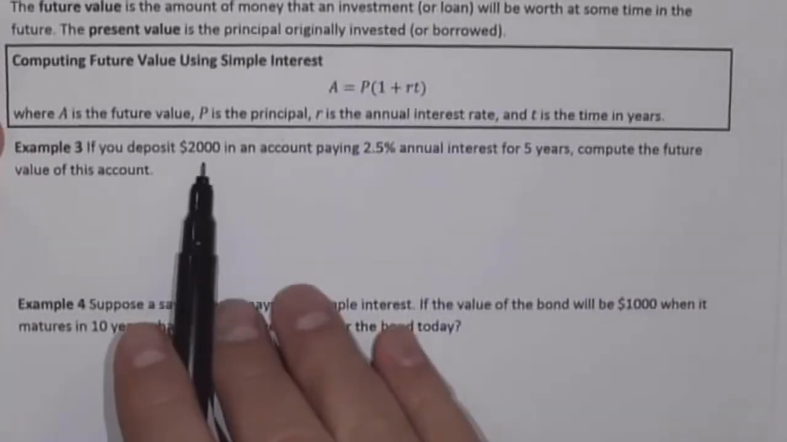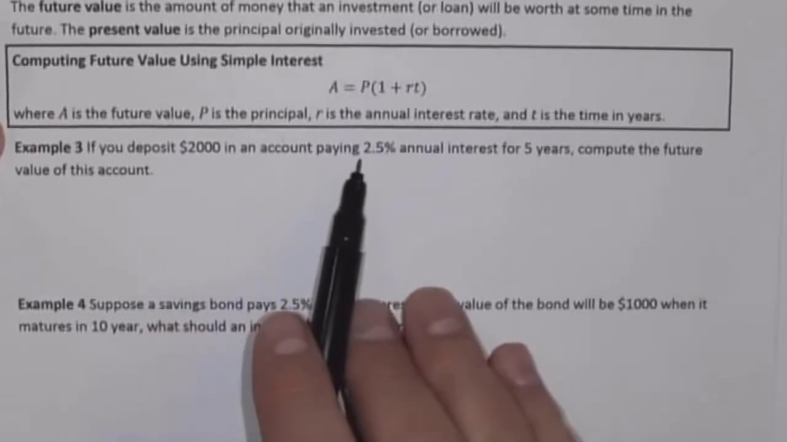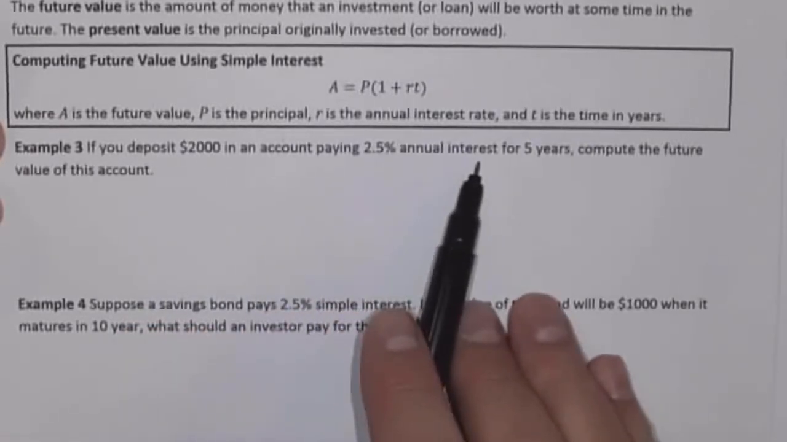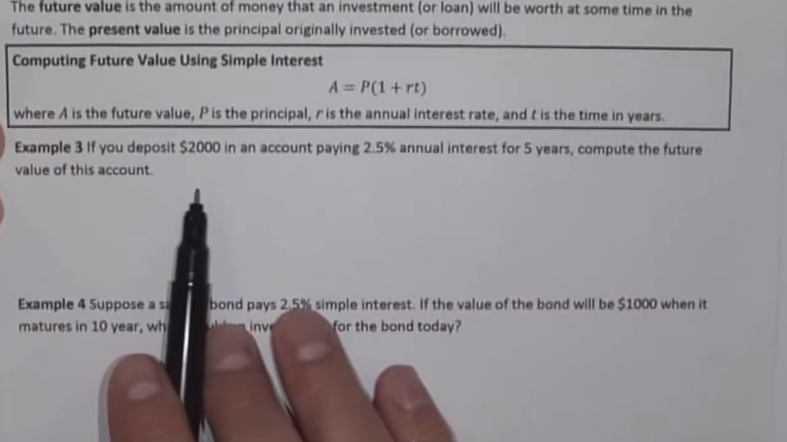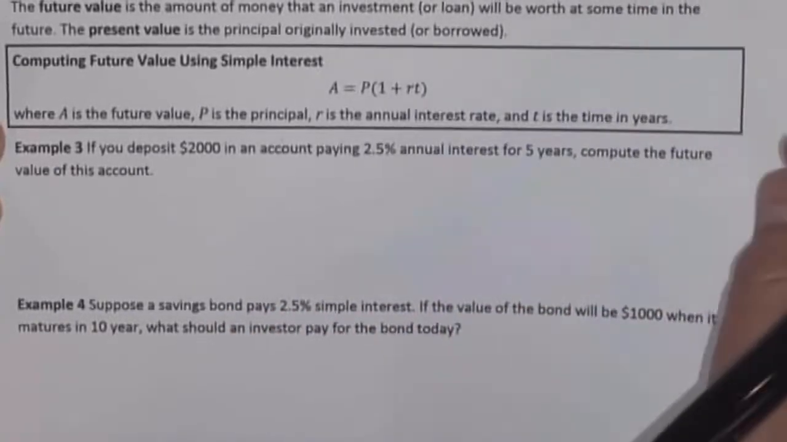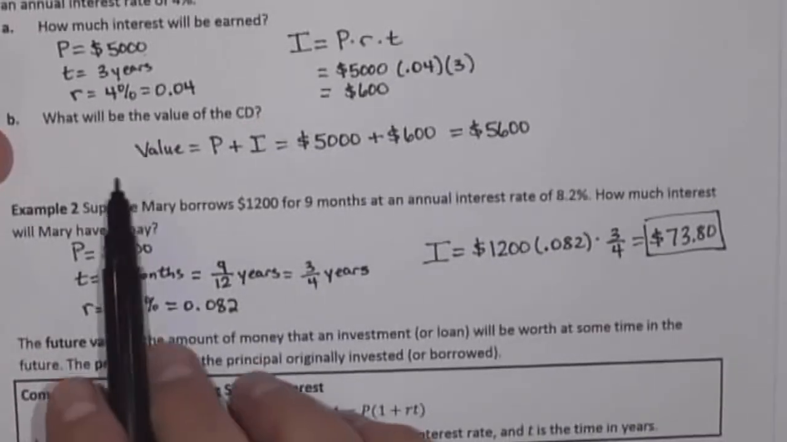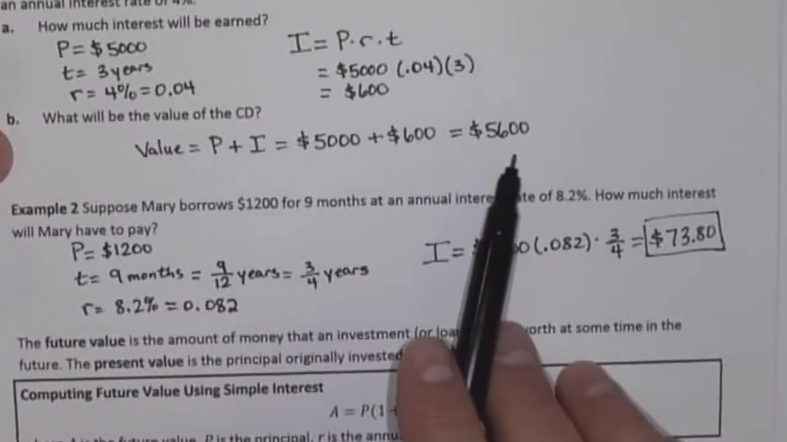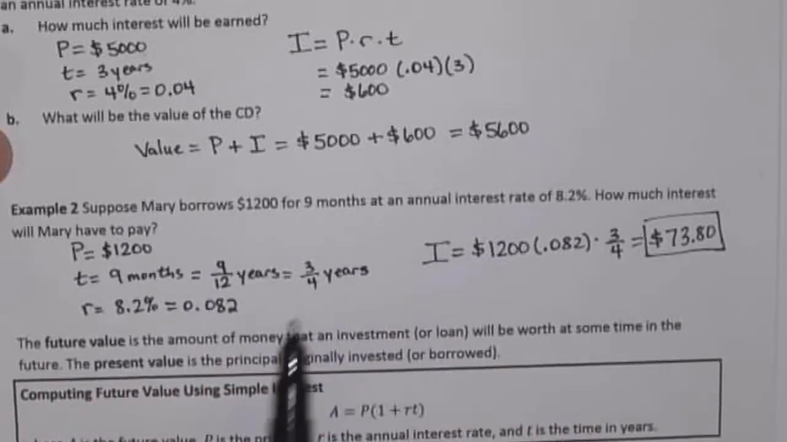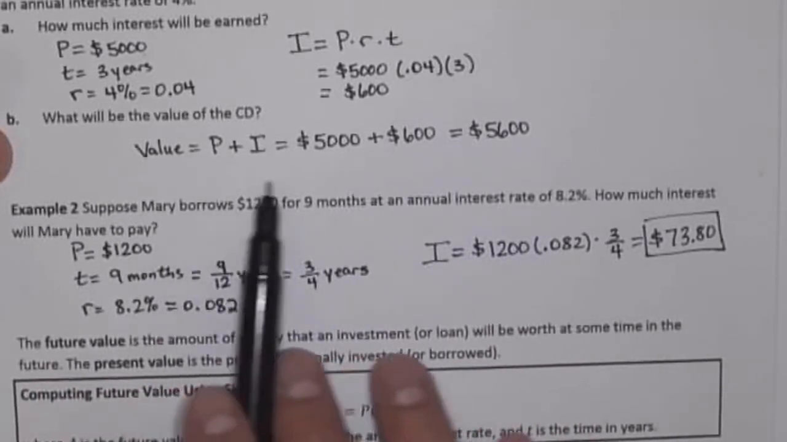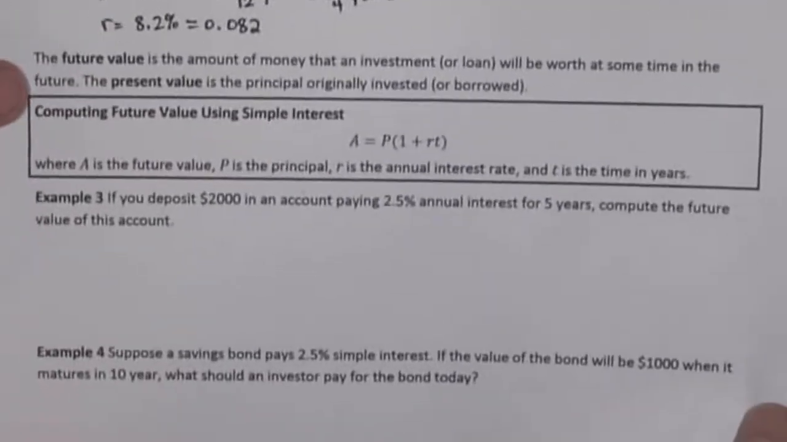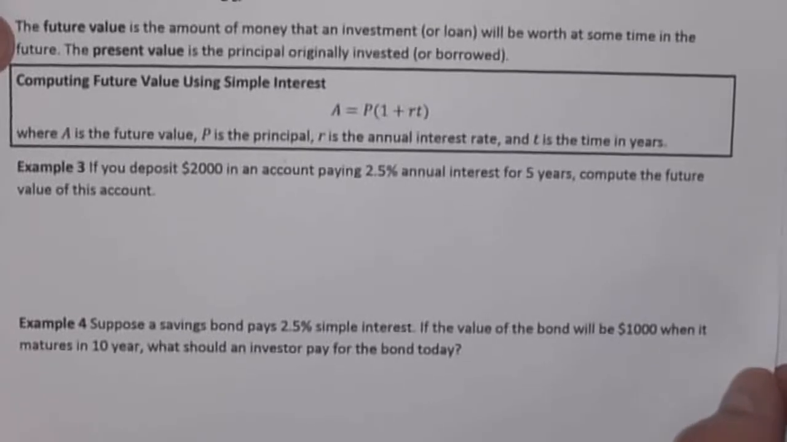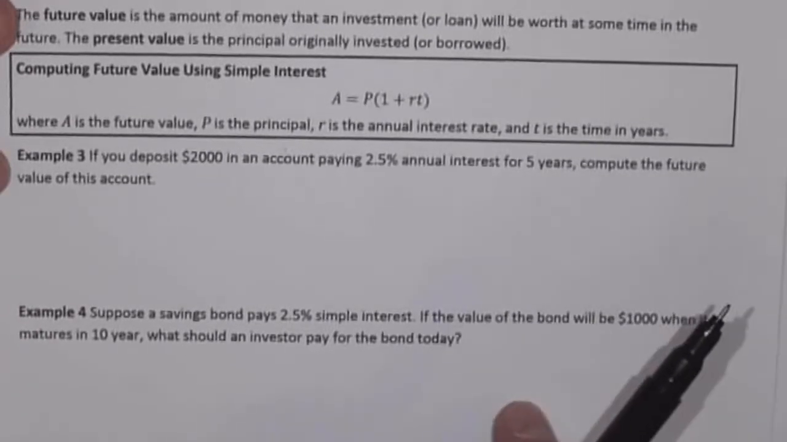If you deposit $2,000 in an account paying 2.5% annual interest for 5 years, compute the future value of this account. Now this is kind of similar. In fact, this is exactly similar to what we did in Part B of Example 1, except we now have a formula that we're going to use to compute that directly. So we can compute our future value directly instead of having to do it in 2 steps.